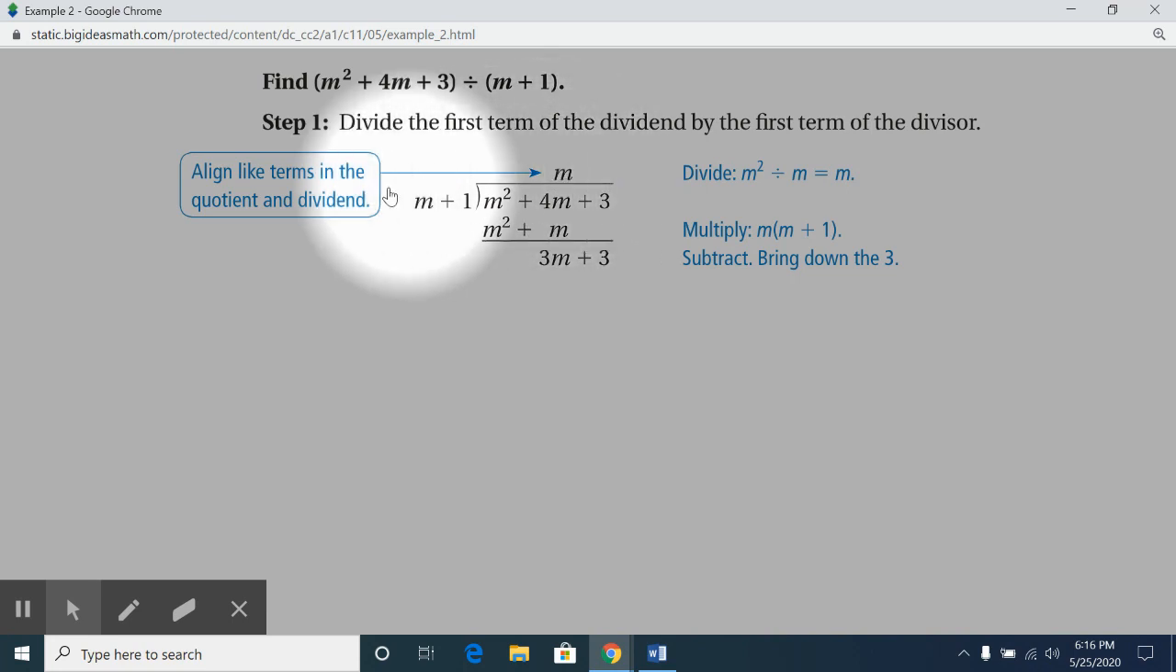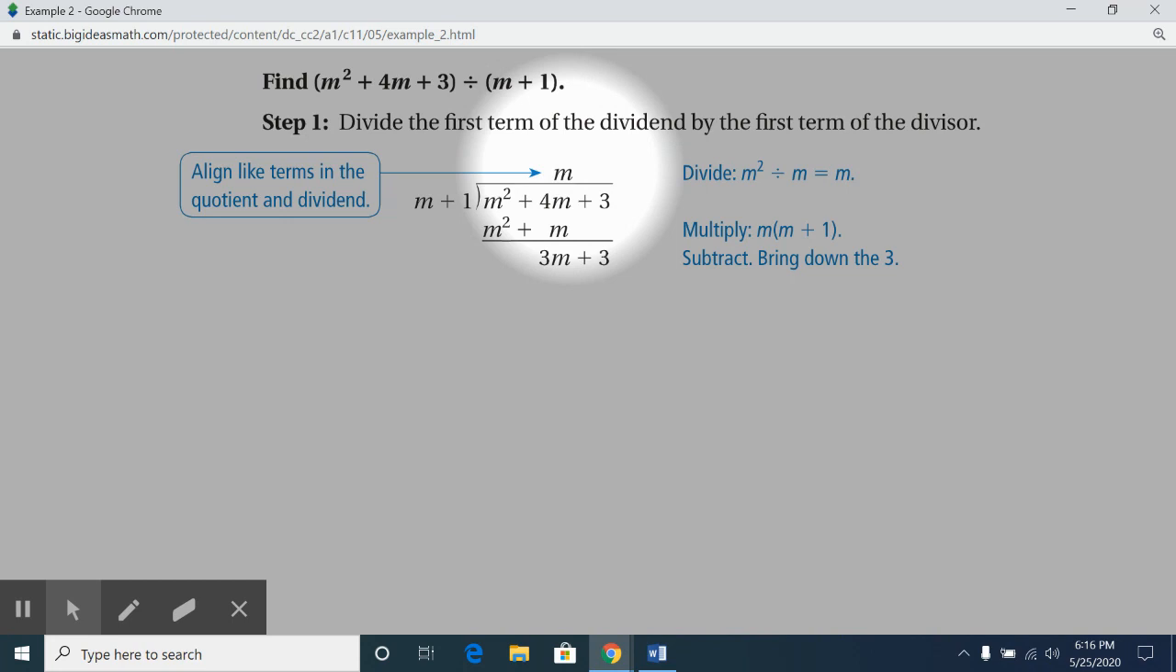This is really important, what it says here. It says to align like terms in the quotient and the dividend. This is the quotient up here, our answer to the division problem. It says align like terms, so we're going to put that m over 4m. We don't want to put it over m squared. So again, m squared divided by m gives me m.